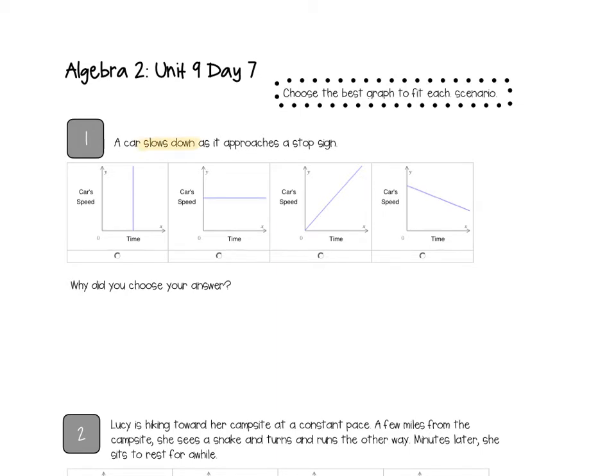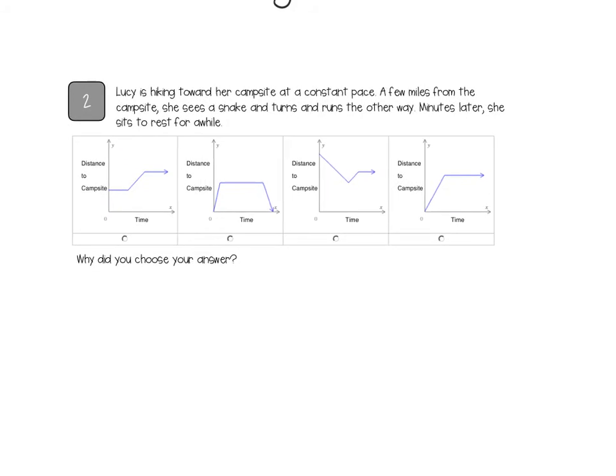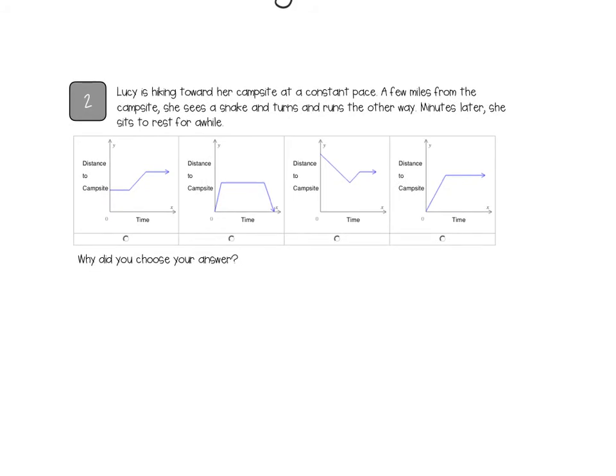And notice that it does say that the car is slowing down. So when you think of slowing down, you think of decreasing, right? So that tells me I want to find the graph that is decreasing. And the only graph that is decreasing is that last one. So how did I choose my answer? Because it's the only graph that is decreasing. That is your basic. The next one is your advanced version of interpreting the words to make it match a graph.